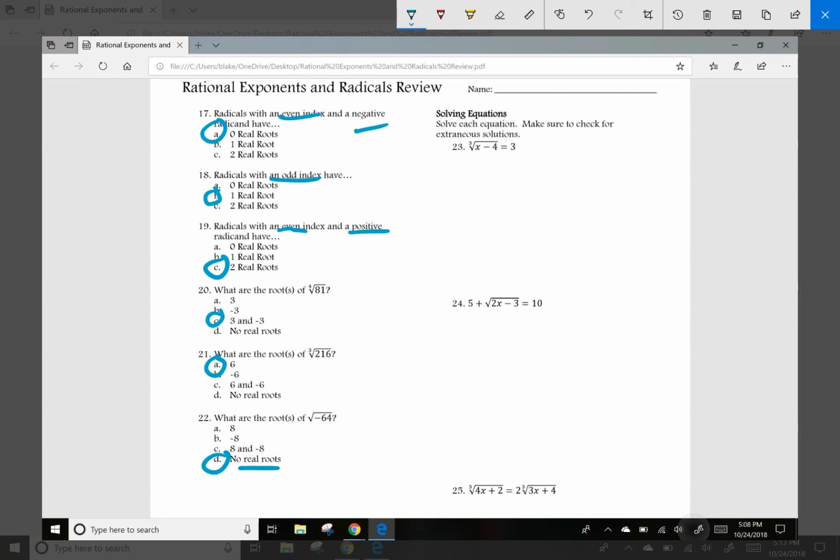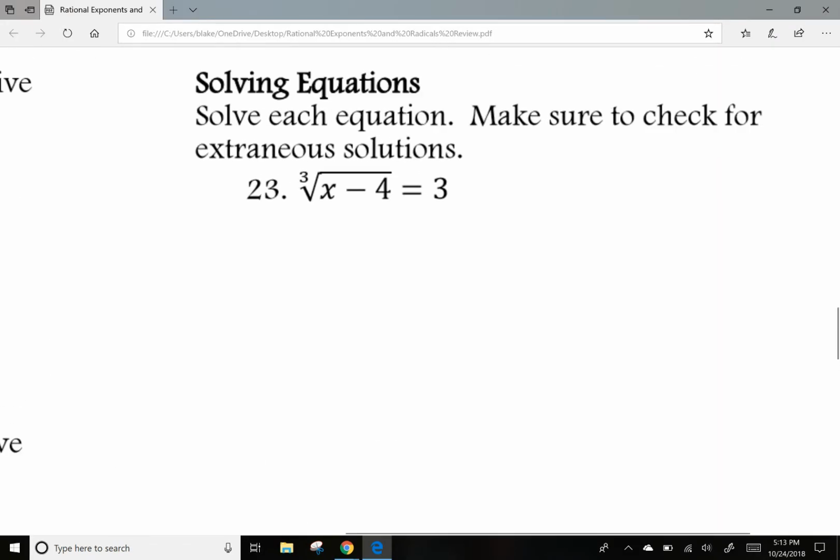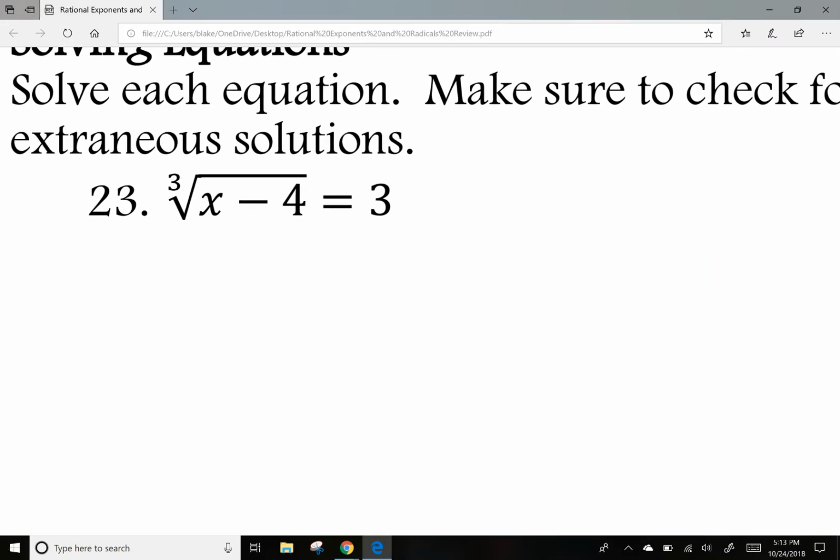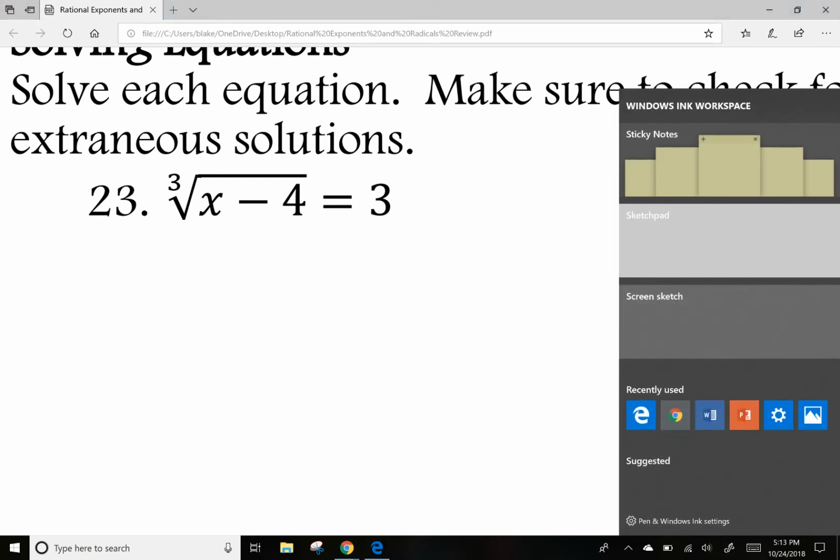So if I want to get rid of a cube root, let me see if I can zoom in on this a little bit, make this bigger for you guys. There we go. I should have just been doing this the whole time. What are you doing? All right. Can I thank you?